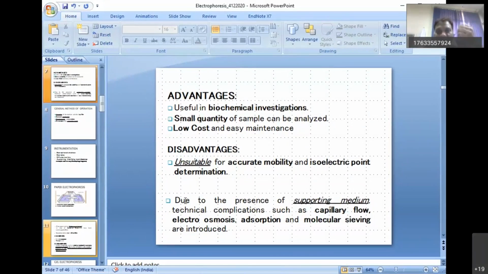The disadvantage of zone electrophoresis is that it is unsuitable for accurate mobility determination and isoelectric point determination also. Due to the presence of supporting media, there are some electroosmosis, adsorption, molecular sieving, and capillary flow. This kind of thing will be introduced, so the separation will not be good.